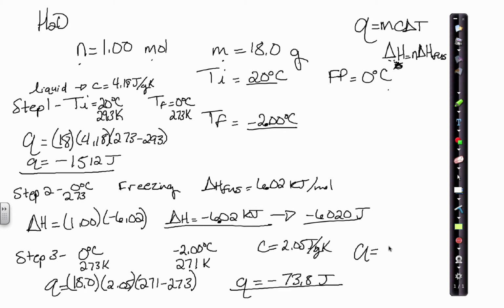So the heat total will be this plus this plus this. So I should get negative 7,605.8 joules. So in order to freeze the ice from 20 to negative 2 degrees Celsius, I release 7,605.8 joules.